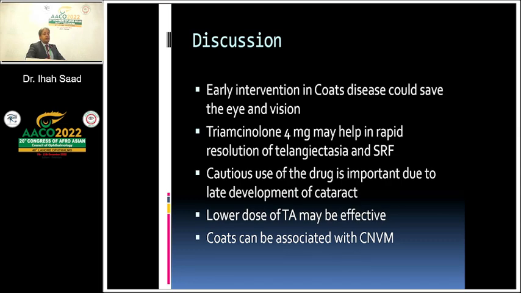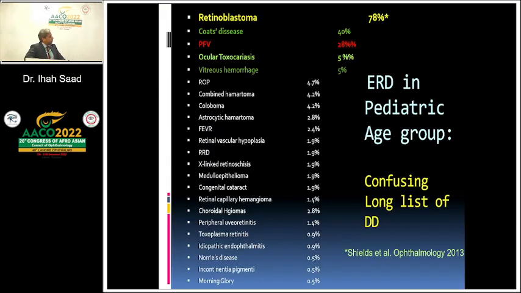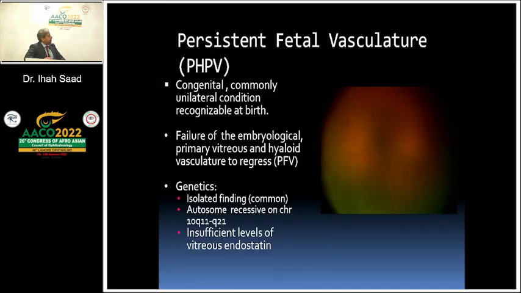So if we do treat the ischemia early on, we can save the eye and vision. Triamcinolone of 4 milligram resolved telangiectasia. However, late cataract develops, so we advise lower doses, and we identify that Coats can be accompanied by choroidal vascular membrane. The second big one is persistent fetal vasculature, formerly called persistent hyperplastic primary vitreous.